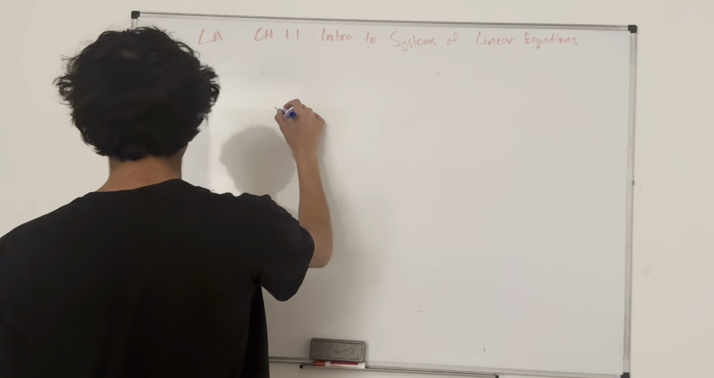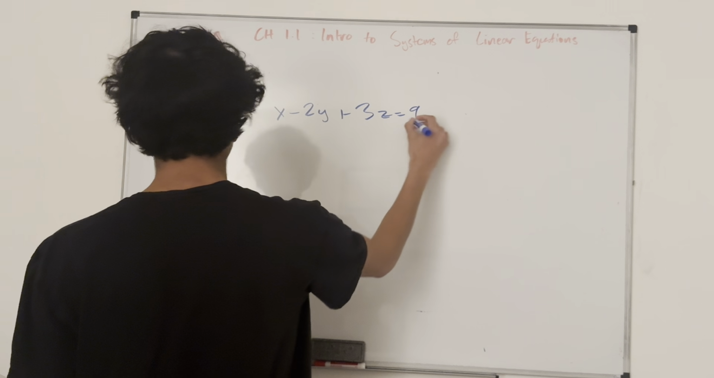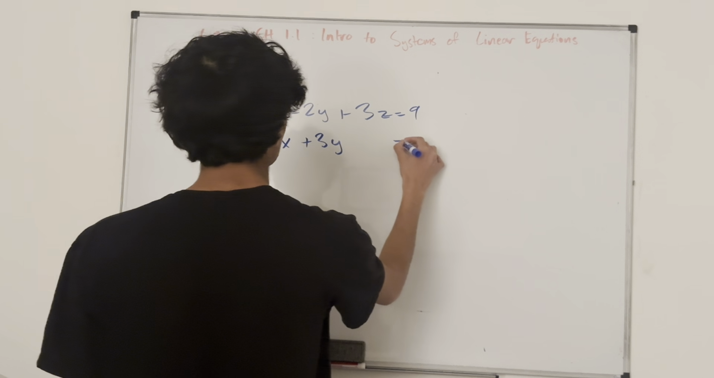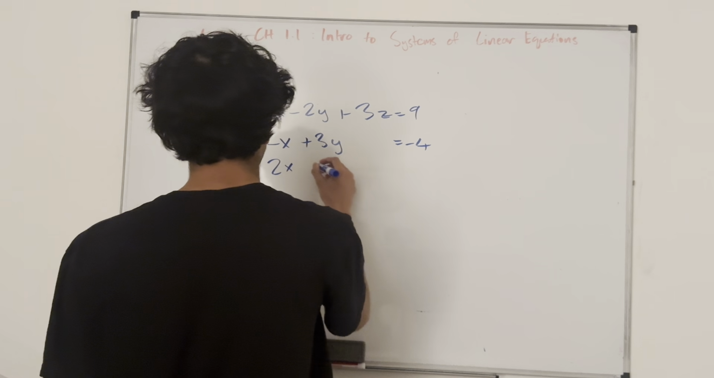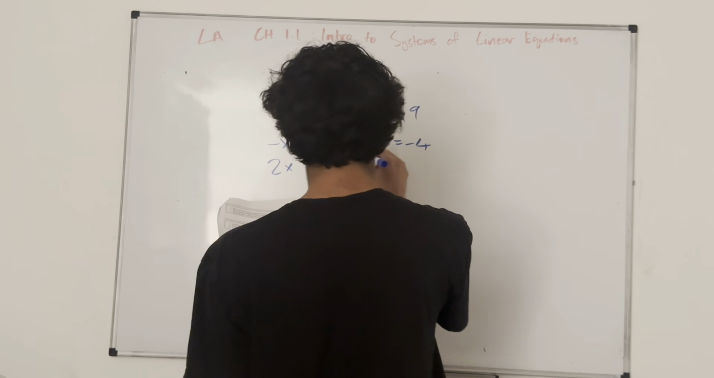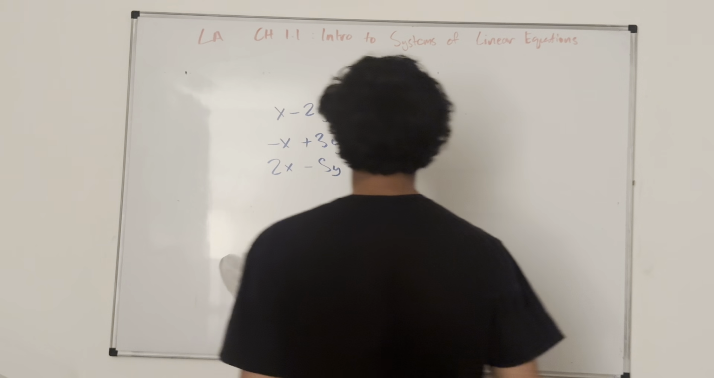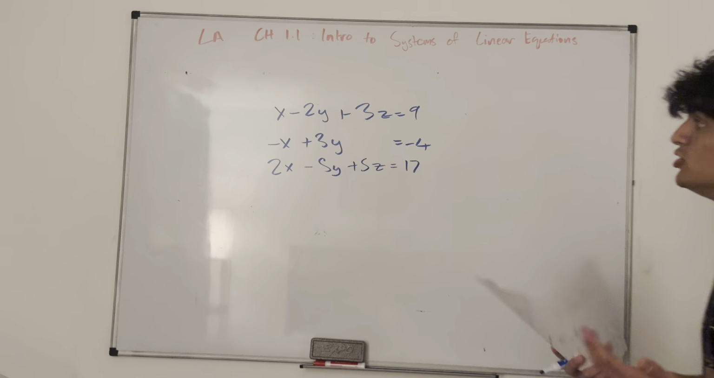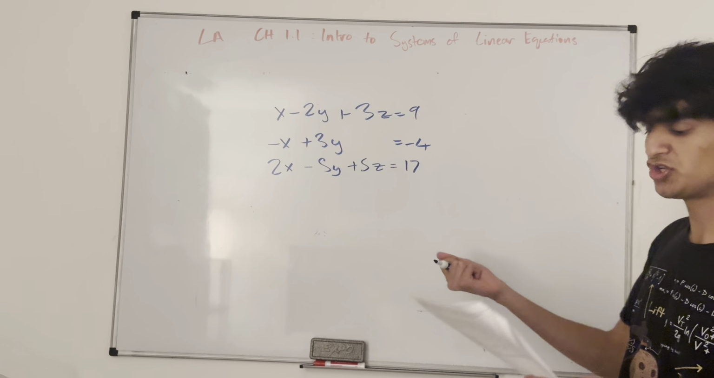So x minus 2y plus 3z equals 9. Negative x plus 3y equals negative 4. And then 2x minus 5y plus 5z is going to equal 17. So we wanted to solve this system, all right? There's actually a really nice method to do this, and it's called rewriting this system in row echelon form.